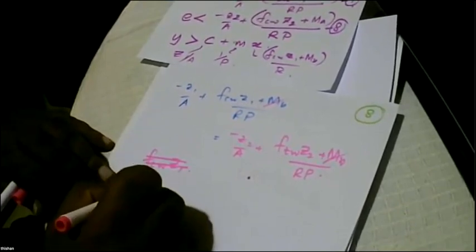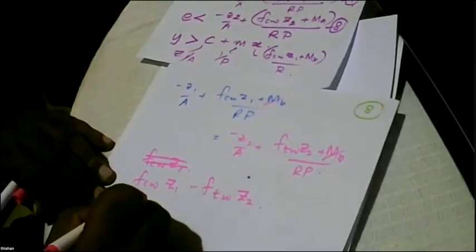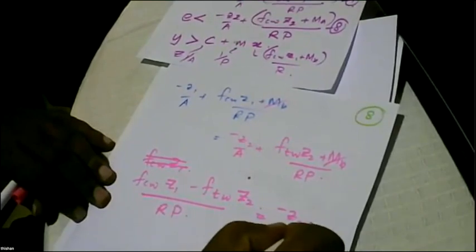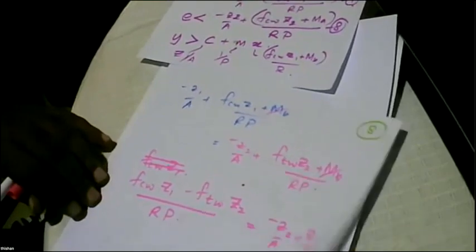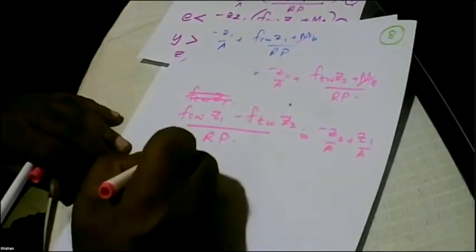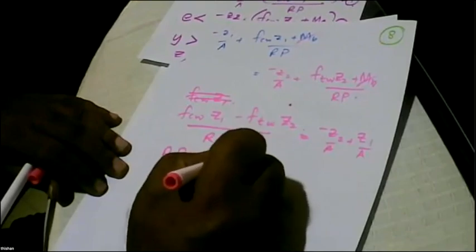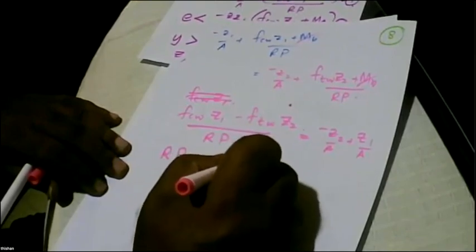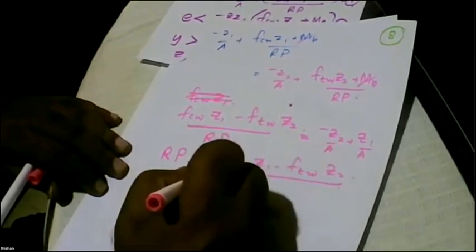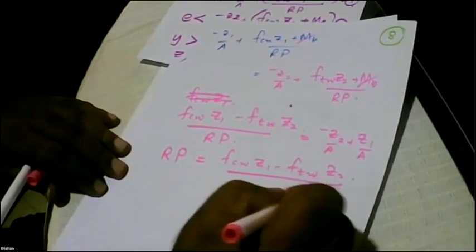FCW Z1 minus FTW Z2 over RP is equal to minus Z2 over A plus Z1 over A. From this, you can work out the equation for RP is equal to FCW Z1 minus FTW Z2 divided by minus Z2 over A plus Z1 over A.